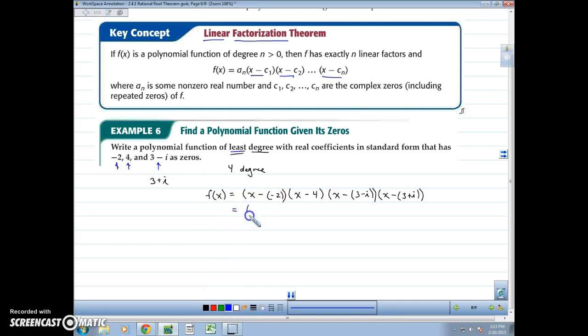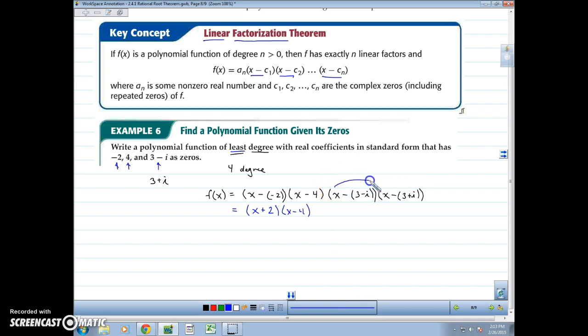Subtracting a negative becomes positive, so we know this becomes x plus 2. And this is x minus 4. And now this part, you always want to FOIL together your complex numbers first before you start trying to combine them with your real numbers. If you multiply the imaginaries together, they should cancel each other out very nicely.